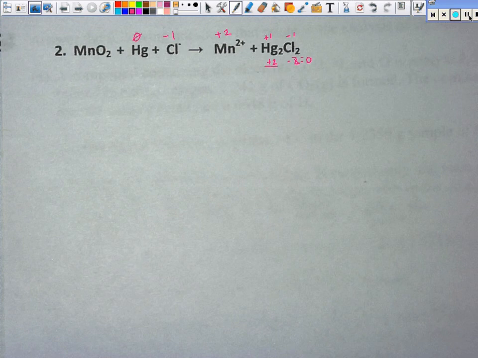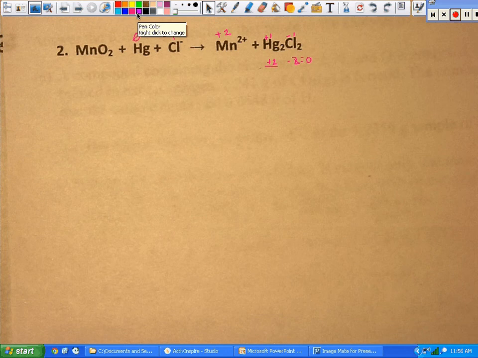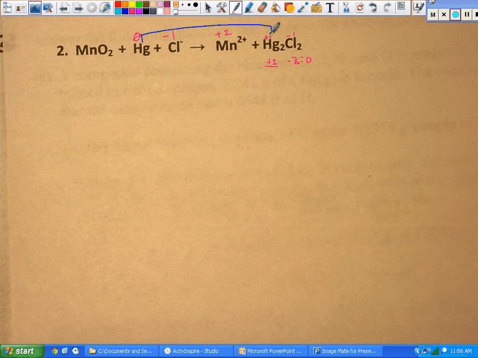Okay, to pick this topic back up, remember we're doing redox reactions here. We've just determined that mercury goes from 0 to +1, so that is oxidation. Now, manganese is going to have to be the opposite. Notice another thing: chlorine goes from -1 to -1. It did not change oxidation states.